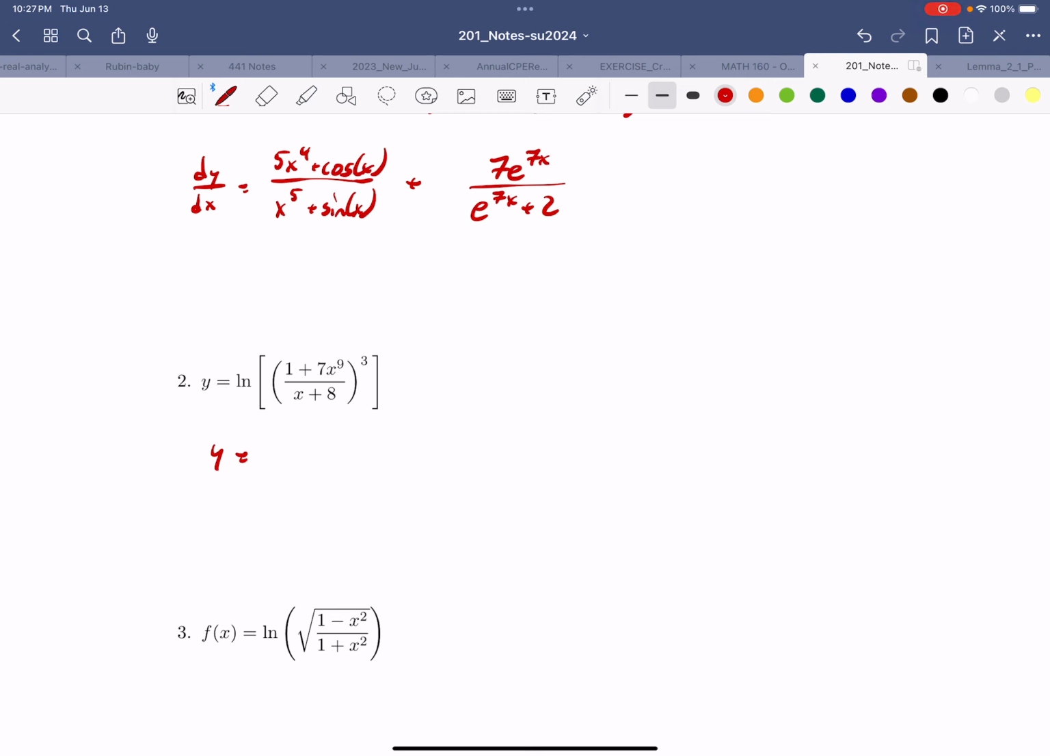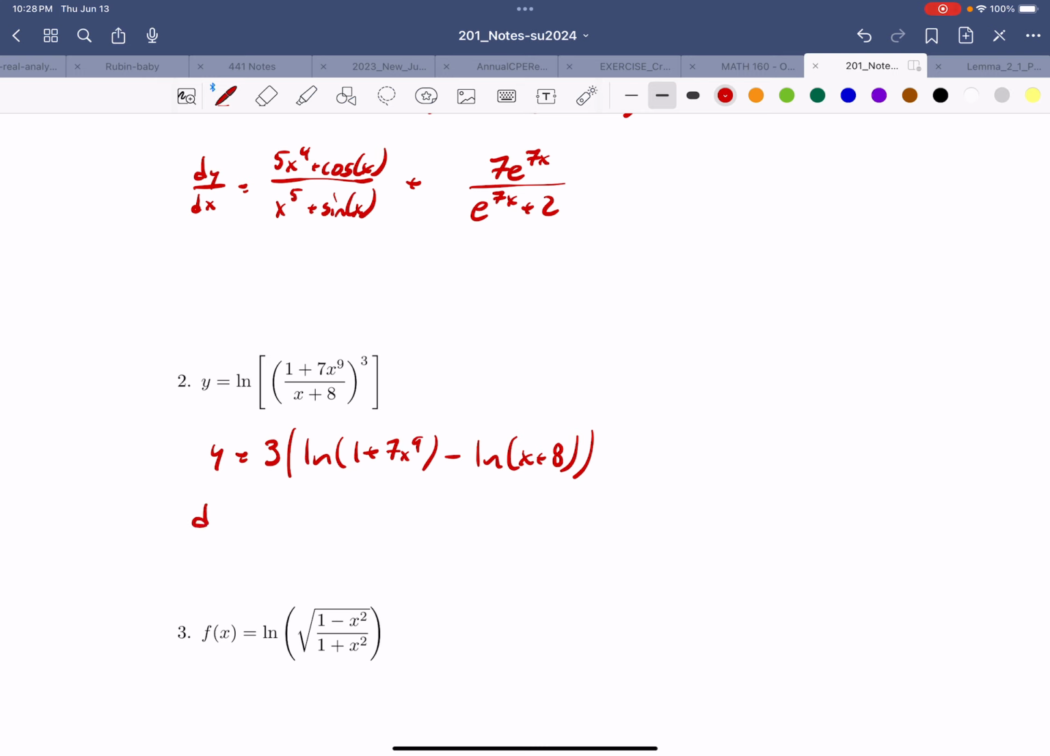Ooh, number 2 looks awful. It's actually not that bad if you use log rules, right? We're going to get 3 ln of, I'll use just brackets. Well, maybe I'll use big parentheses, whatever. 3 ln of 1 plus 7 x to the 9th minus ln of x plus 8, right? I didn't take the derivative yet. I just used log rules, right? But I brought the 3 down in front, and I split the division over subtraction.